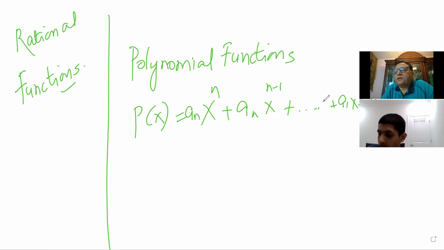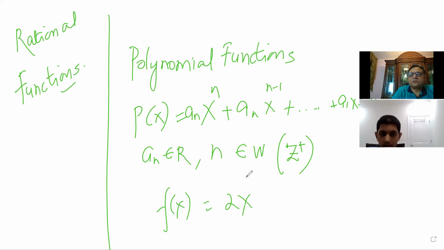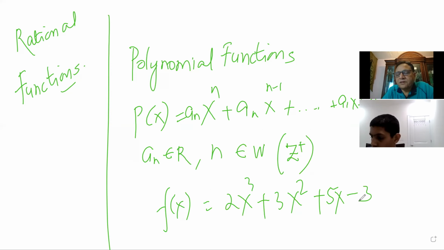So here I have written a polynomial where a_n belongs to real numbers and the exponent n belongs to whole numbers, right? We also sometimes say positive integers. So it cannot be negative. So those are the polynomials, correct? As you know, you write f of x equals, let's say, 2x cubed plus 3x squared plus 5x minus 3, for example, is a polynomial. So the highest power gives you the degree of the polynomial, correct? Yeah. And this becomes the leading coefficient.